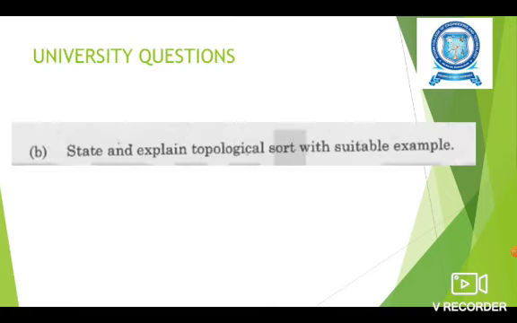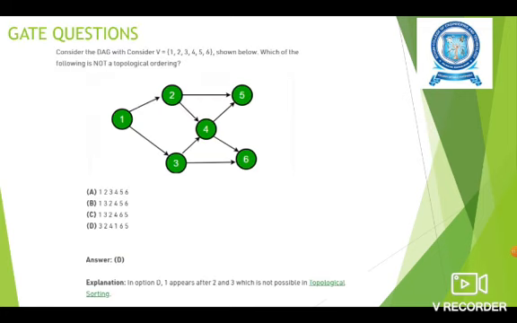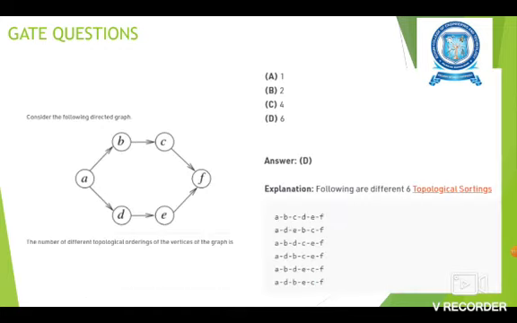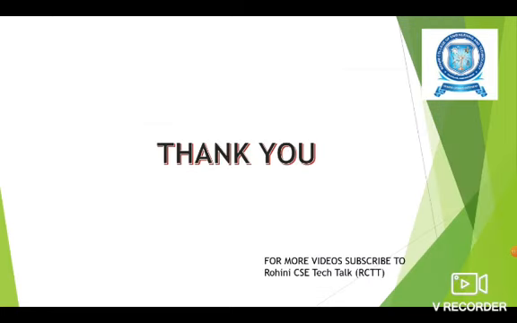So these are some sample university questions and some GATE questions. Like this, they will give you one directed acyclic graph and ask you to solve for topological sort. Or they can ask how many topological sortings are possible for the given directed acyclic graph. With this, I am concluding topological sort.